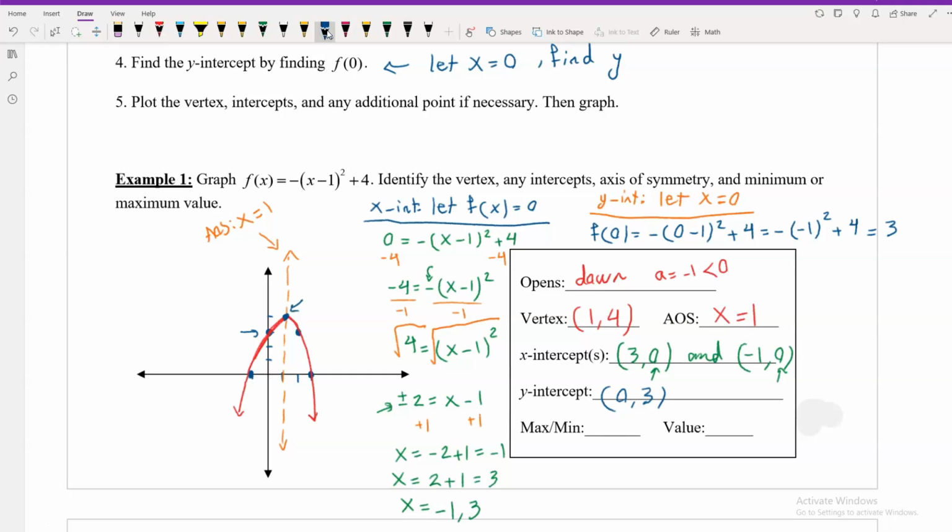And this point is maximum. So here we have max. And the value is based on what we have for the vertex. Here y is equal to 4. So the value is 4.